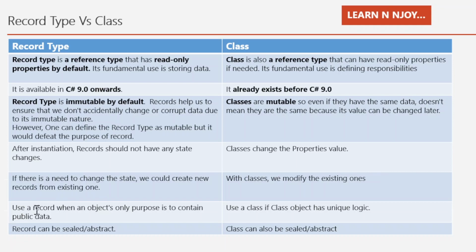Number 6. Use a record when an object's only purpose is to contain public data, whereas we use a class if the class object has unique logic. Number 7. Record can be sealed or abstract. Class can also be sealed and abstract.